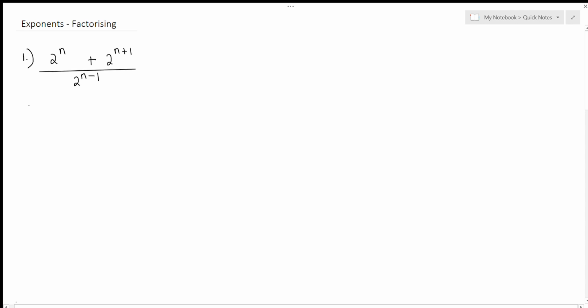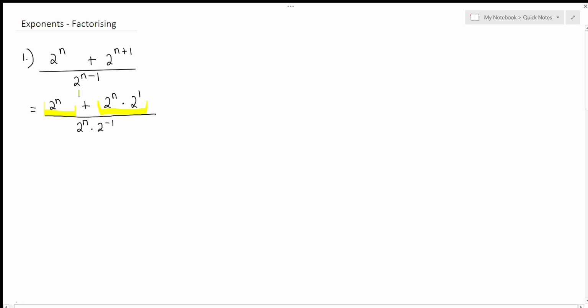So the first step is to write, I'll show you, we've got 2 to the power of n plus, we need to separate 2 to the power of n plus 1 to 2 to the power of n times 2 to the power of 1, over 2 to the power of n, and we're also going to separate this as 2 to the power of negative 1. So what do we have? In our numerator, we now have our two terms, okay?